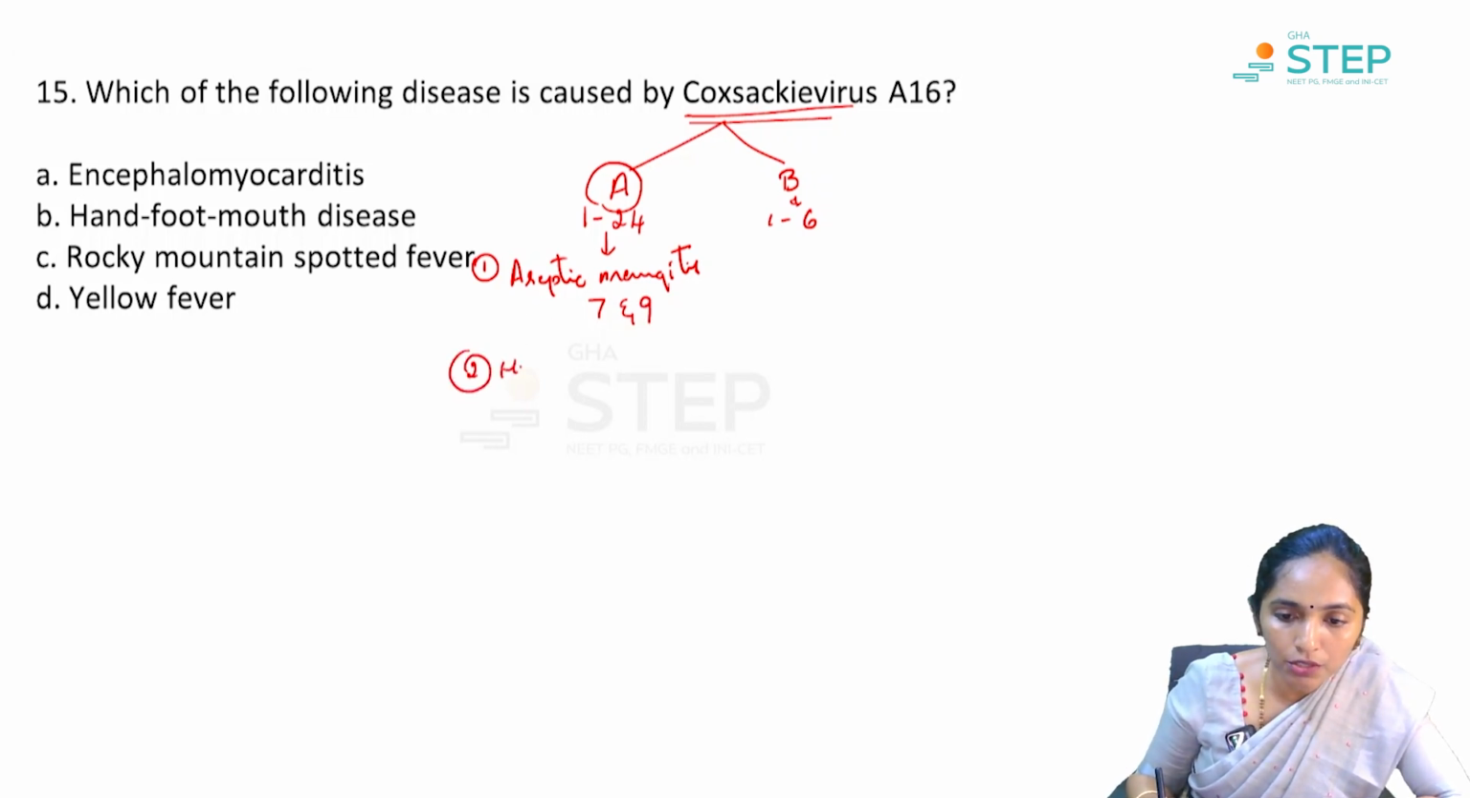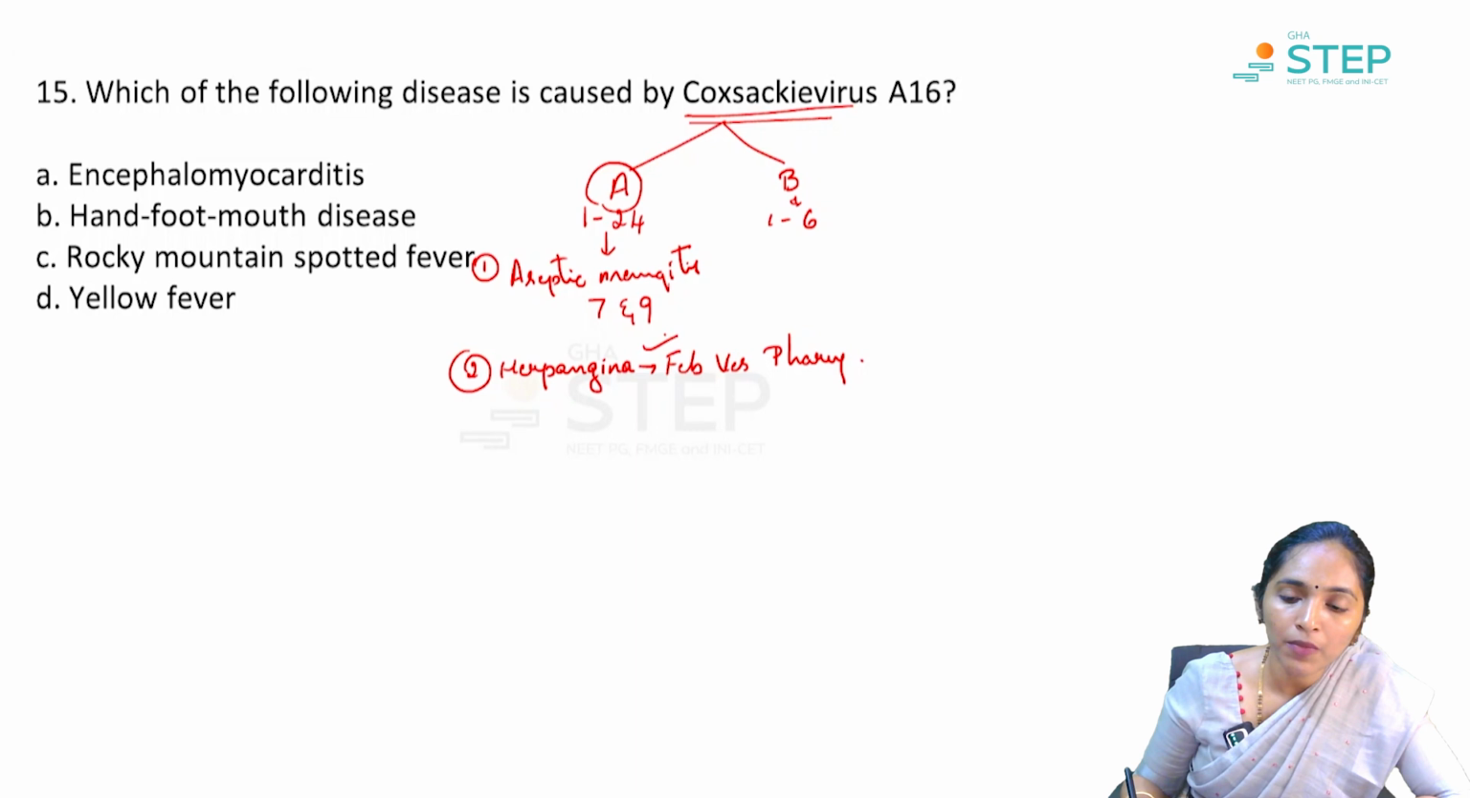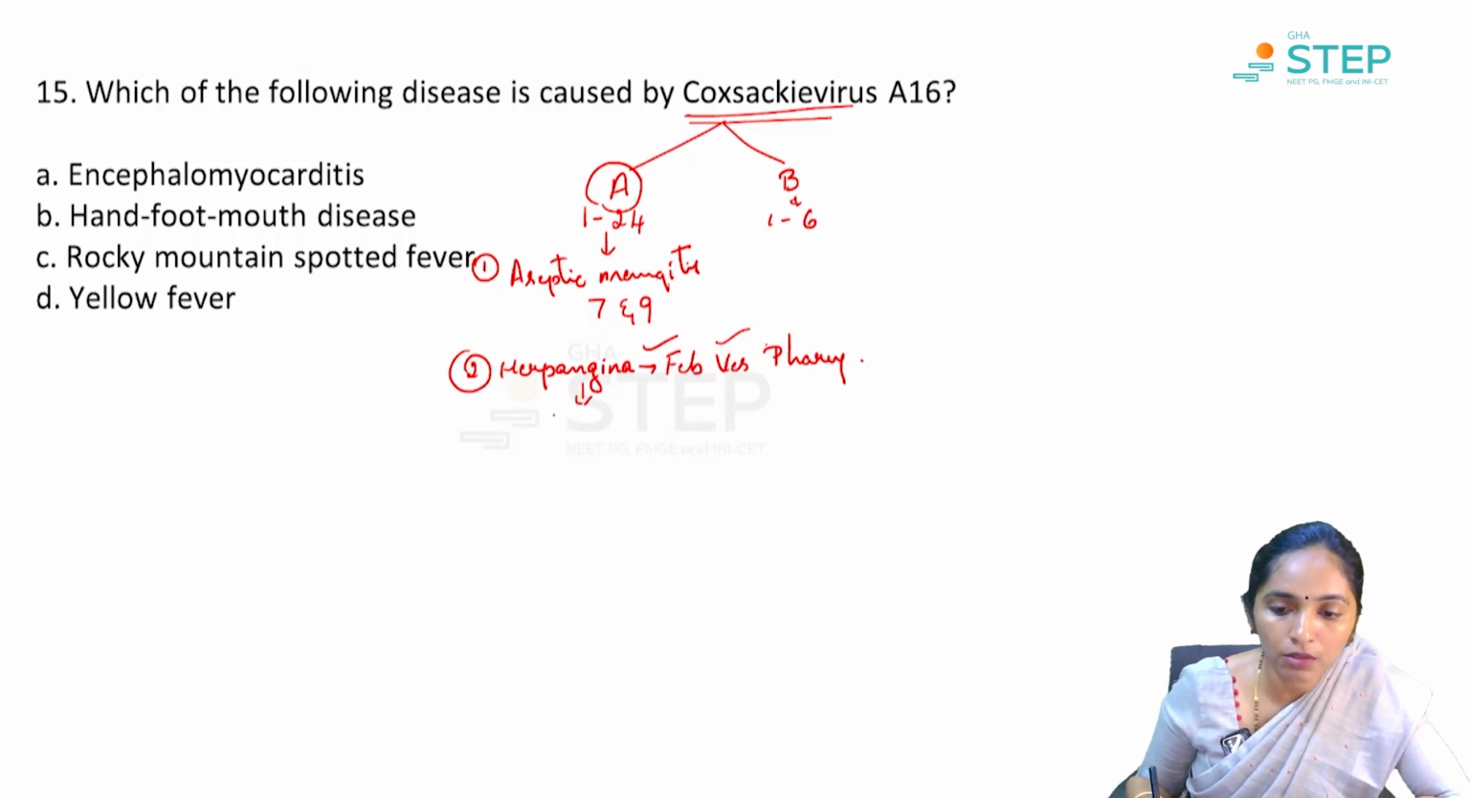The second one is herpangina, also called febrile vesicular pharyngitis. Here the patient will have a history of fever and there will be vesicular and ulcerative lesions on the pharynx. The serotypes causing it are the even numbers till 10, that is 2 to 6. Please remember, it is not 2, 6, it is 2 to 6. For convenience, let us remember as 2, 6, 8 and 10. So these are the herpangina causing serotypes.